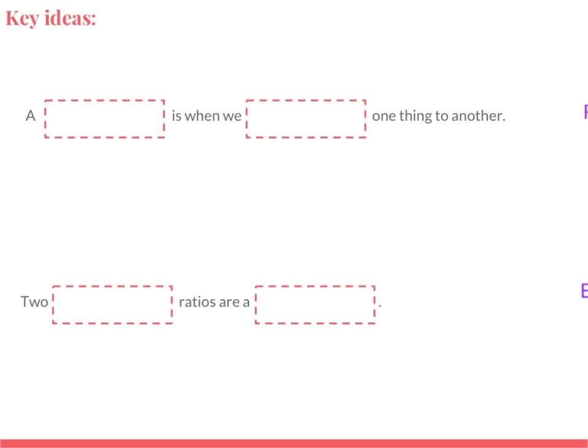A couple of key ideas that we have to remember when we're talking about proportions is, remember, a ratio is when we compare one thing to another, and two equal ratios are what give us a proportion. Knowing that, we can now use that information to solve proportions. So let's take a look at example A.